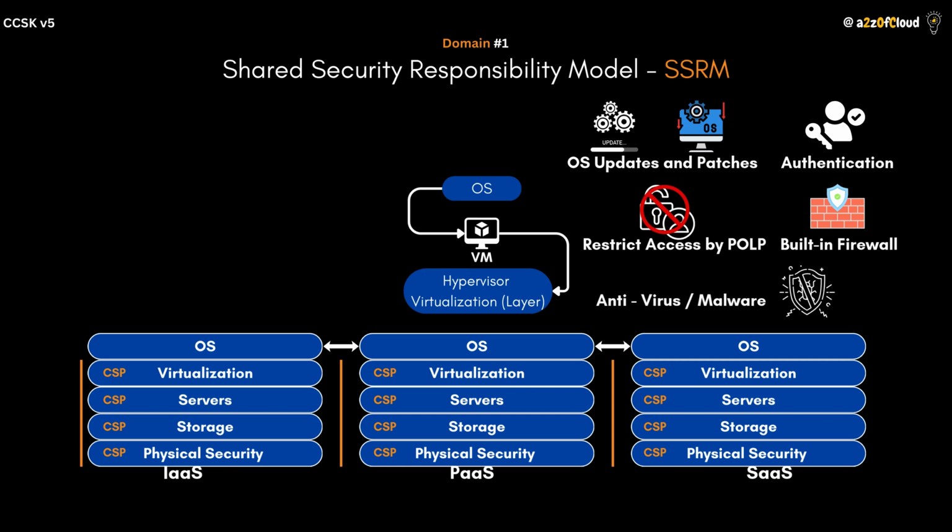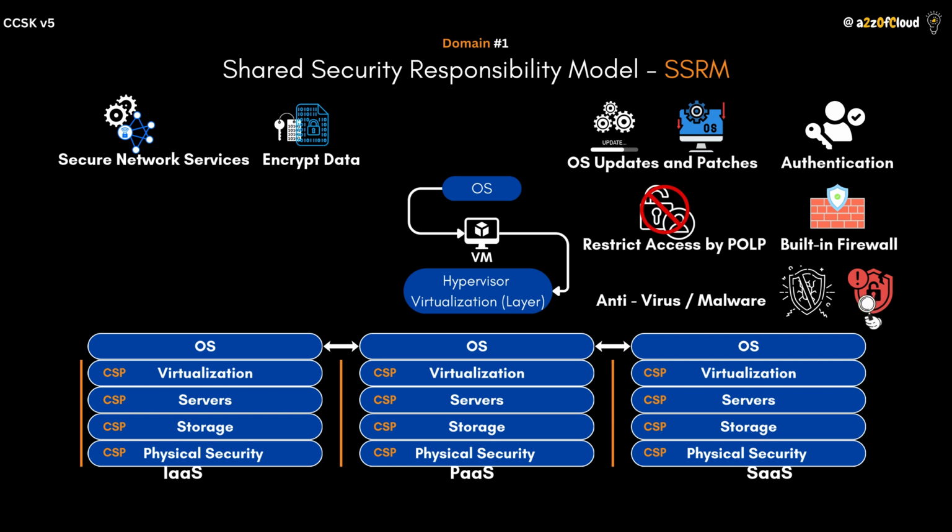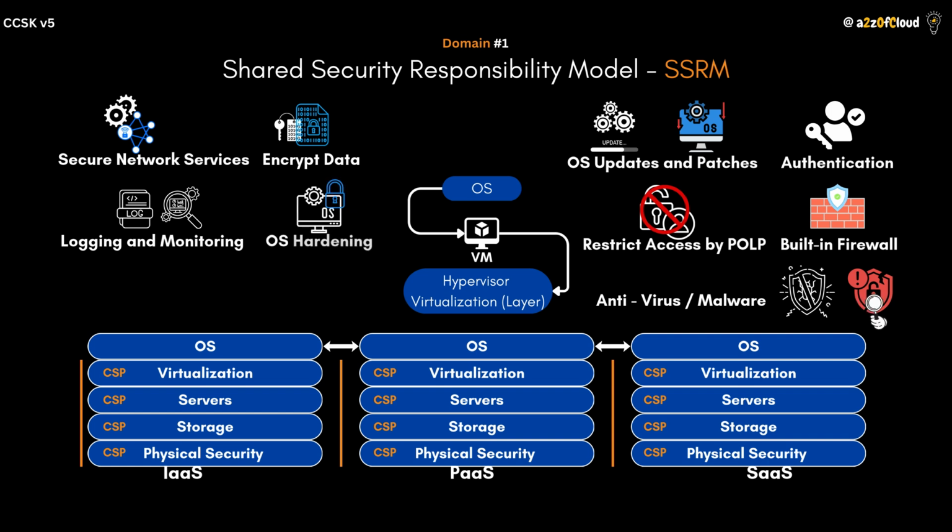Use antivirus and anti-malware software to detect and remove threats. Perform regular scans to identify potential vulnerabilities. Secure network services by disabling unnecessary network services and protocols. Encrypt data to protect data at rest. Implement logging and monitoring. Hardening the OS by removing or disabling unnecessary applications, services, and features. Maintain backup and disaster recovery.